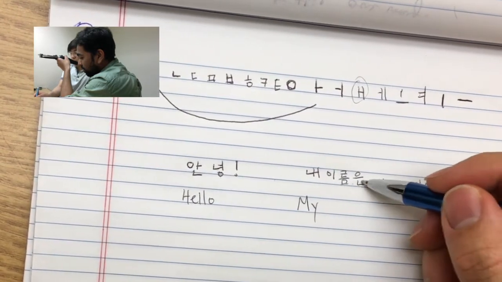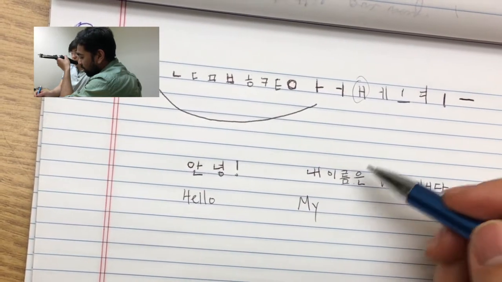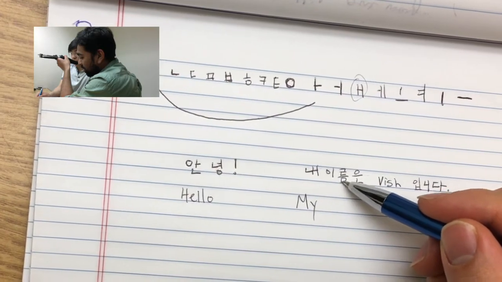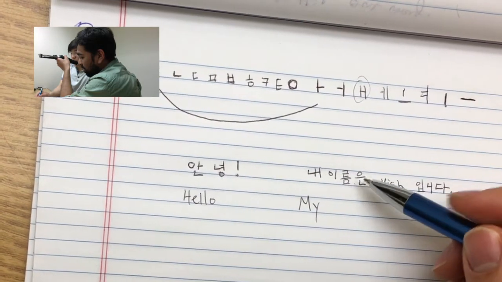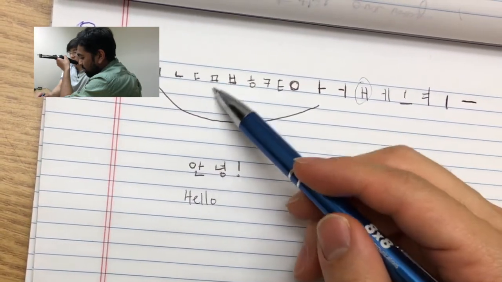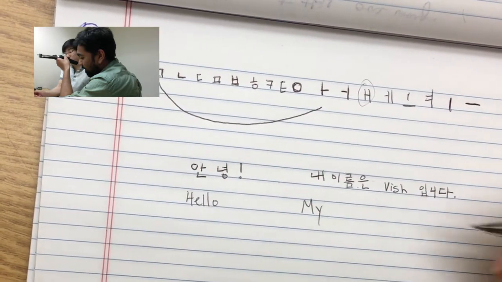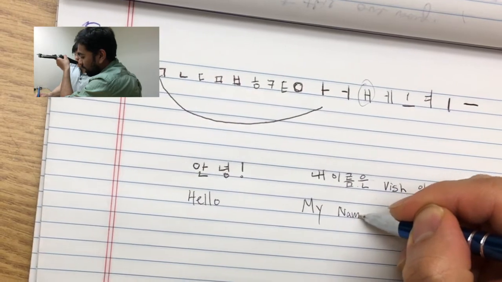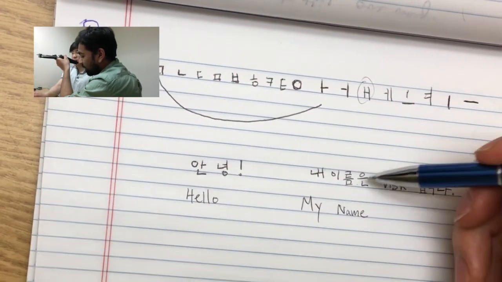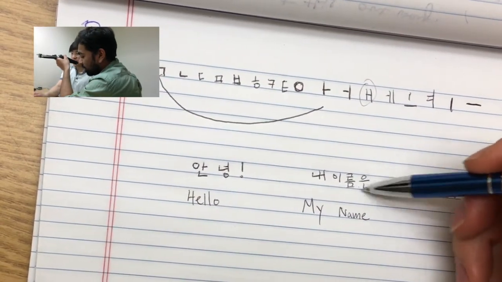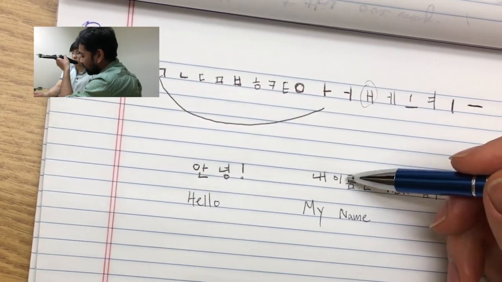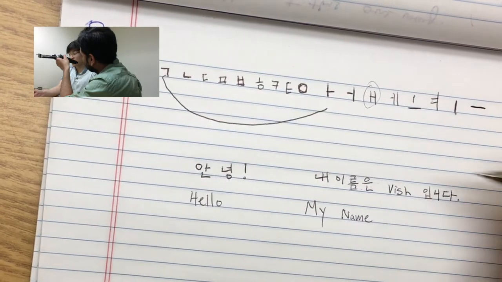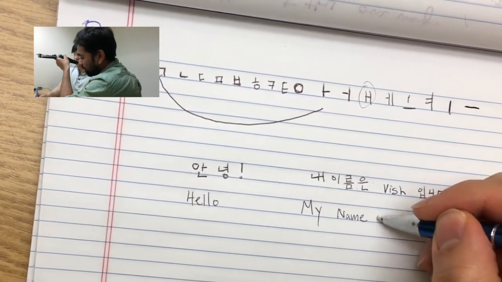이름 is combined with the miut, which is this letter, like an M sound. So 이름 is name. Basically, this character right here combines with a noun to say "is": this is, my name is.